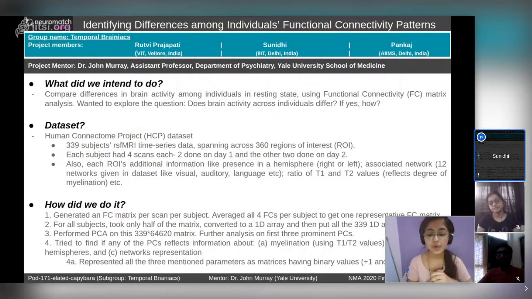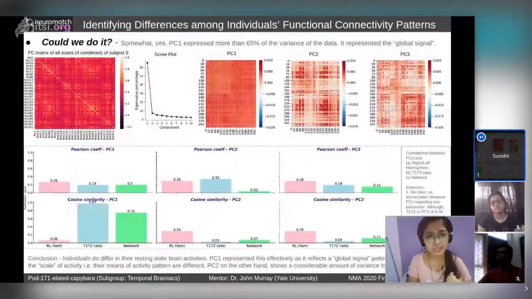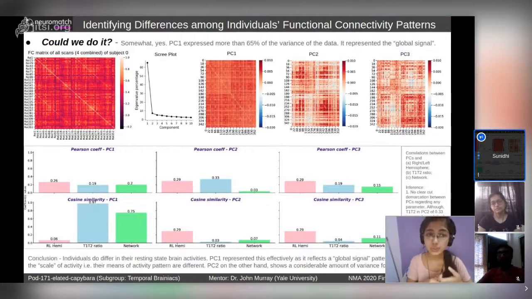Now, PC1 was quite clear to us, but to understand what PC2 and PC3 reflected, we took 3 more matrices of myelination, right and left hemisphere, and network representation, which had only +1 and -1 values. Could we do what we wanted to do? Somewhat, yes. So this is a representative matrix of how 4 combined FC matrices of one subject look like.